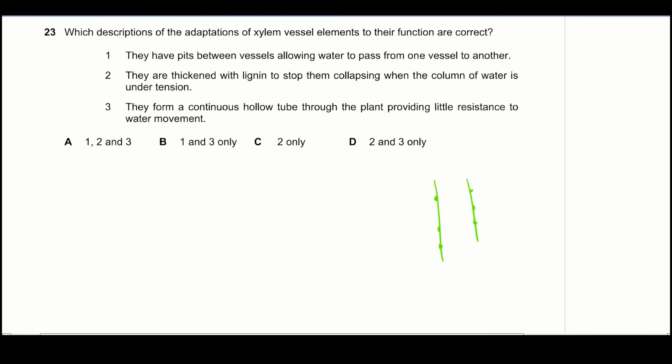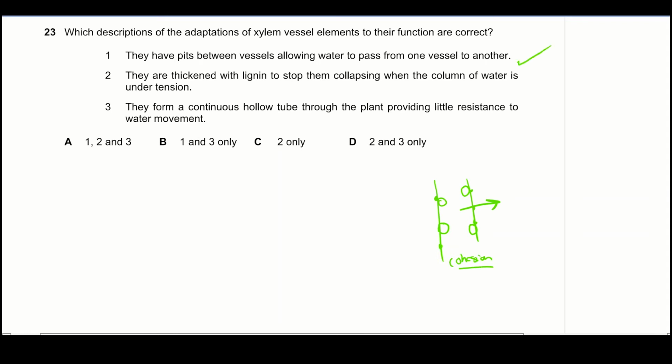Also, the pit function is to allow the lateral air bubble movement outside the xylem vessel elements because air bubbles could slow down the process of transpiration by disrupting cohesion. So this is correct.